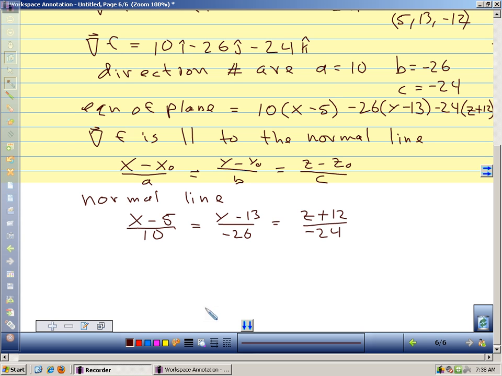So from this particular section, that's our main goals: to find a normal vector to a surface, to find the equation of a tangent plane, and to find the equations of the normal line. The idea of a normal vector to a surface is going to be a big one when we get to the end of the year. We'll use normal vectors for pretty much everything we do.